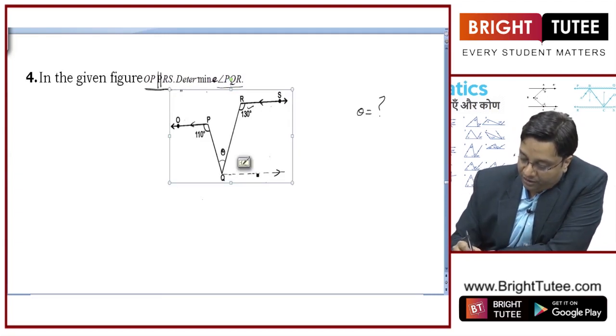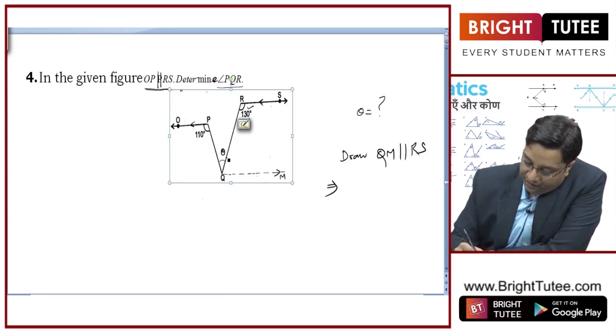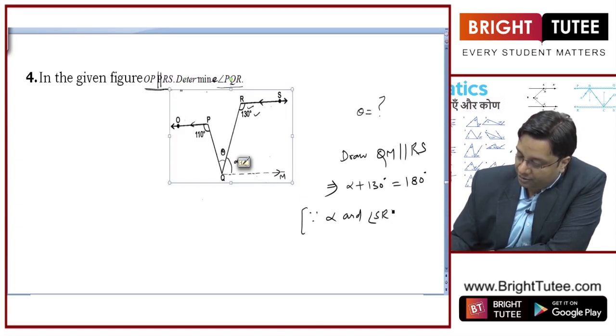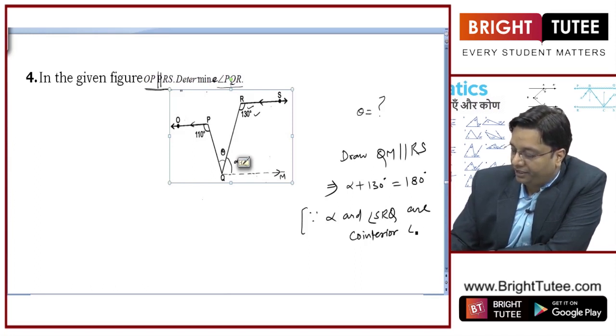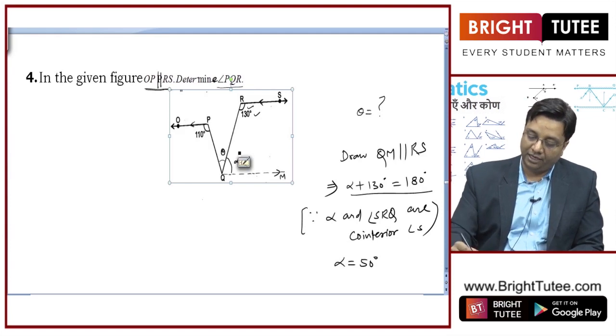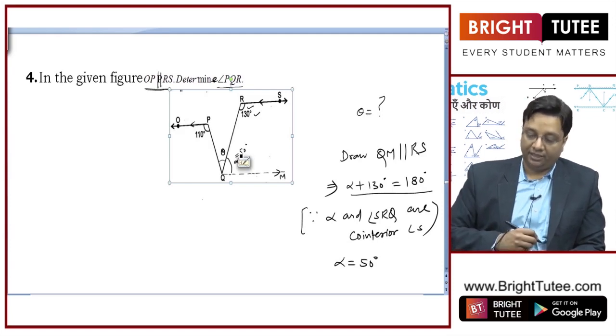Okay. So what I have done is I have drawn a parallel line QM, draw QM parallel to RS. So this angle, if this is alpha, then what will be alpha plus 130? It will be equal to 180. Why? Because alpha and this angle, let us name it as angle SRQ, are co-interior angles, hence supplementary. Okay, so their sum is 180, hence I can say alpha is equal to 50 degrees. So I have obtained this angle as 50 degrees, right?